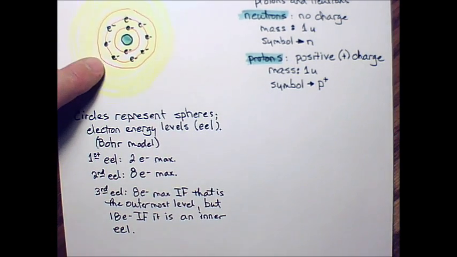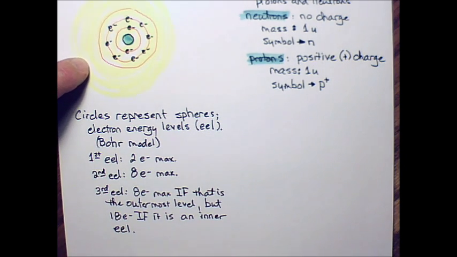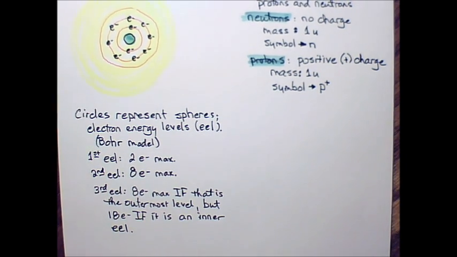So it's still 8 if that's the last energy level there. But if there's another energy level outside of it, I can put 18 in there. Does that make sense?